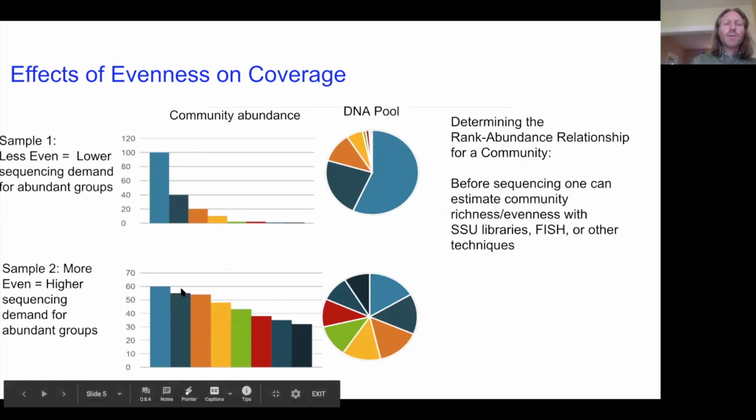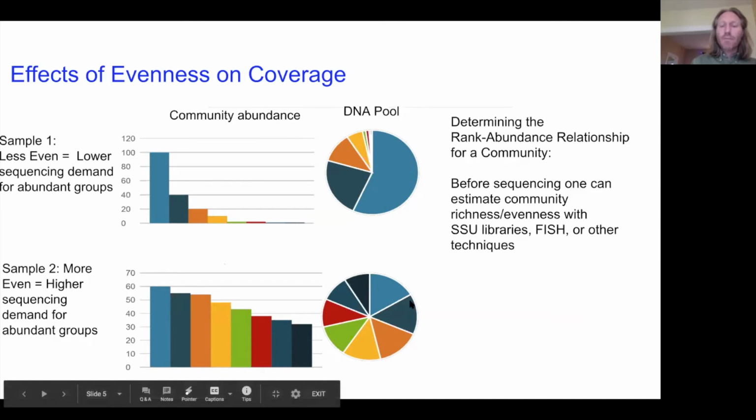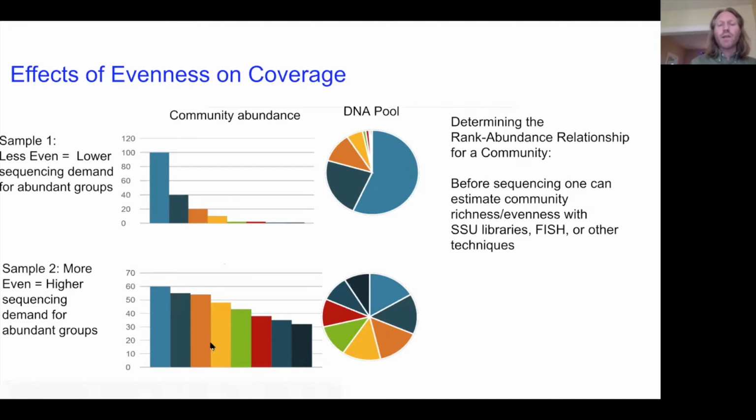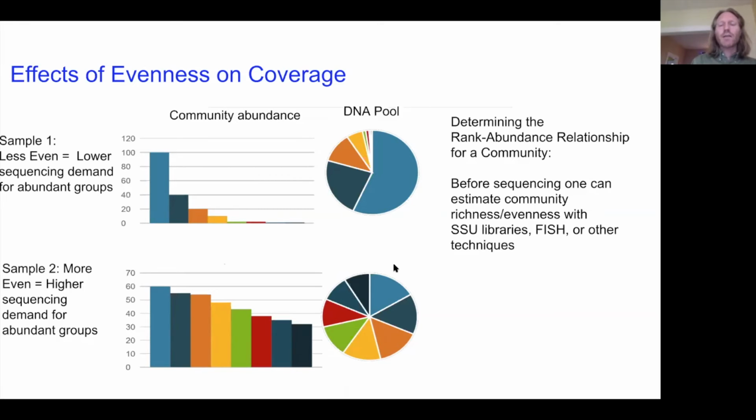In the sample to the left, even though the amount of DNA in our DNA pool is the same, the distribution is very different because the evenness of the sample is much different. It's much more even. And so the first blue taxa has about the same relative abundance as this dark blue taxa.